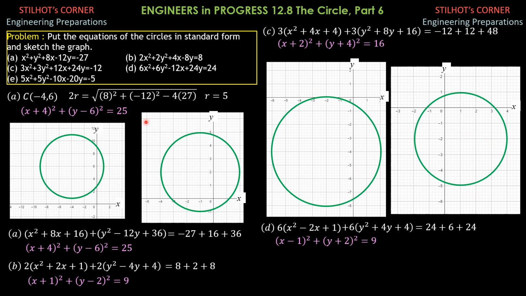And for your part, show that the standard form is equal to this: (x minus 1) squared plus (y minus 2) squared equals 4. Center is 1, 2, radius is 2. So that's it for this video.